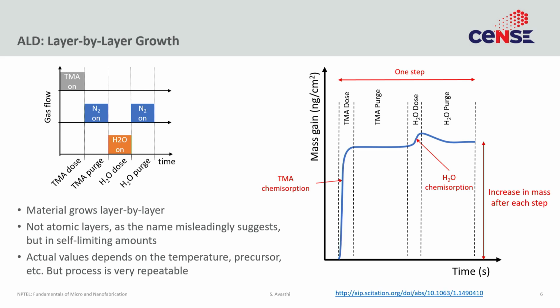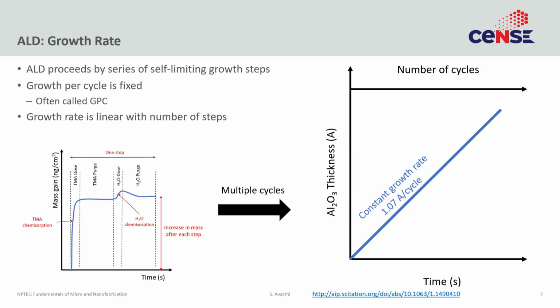The exact details of course depend upon the temperature of the substrate and the precursor that you are using, but overall the great news is that the process is very repeatable. When you are doing multiple cycles, each cycle does essentially the same thing. So overall the whole process is extremely repeatable and linear. I'll show you an example of what I mean by that.